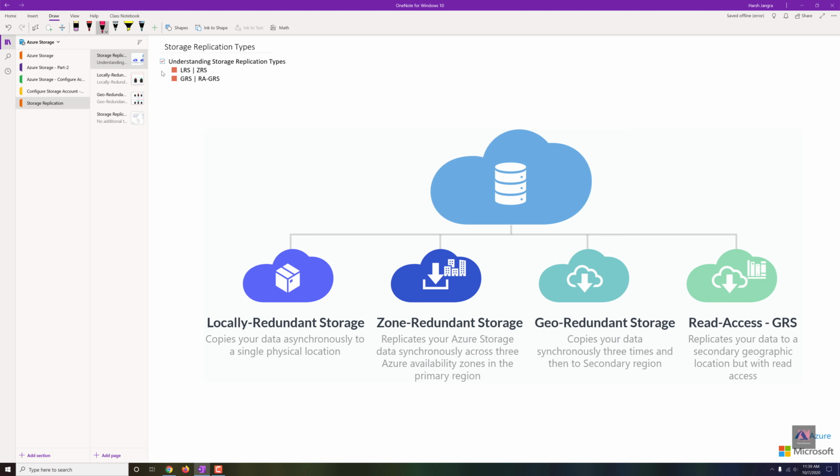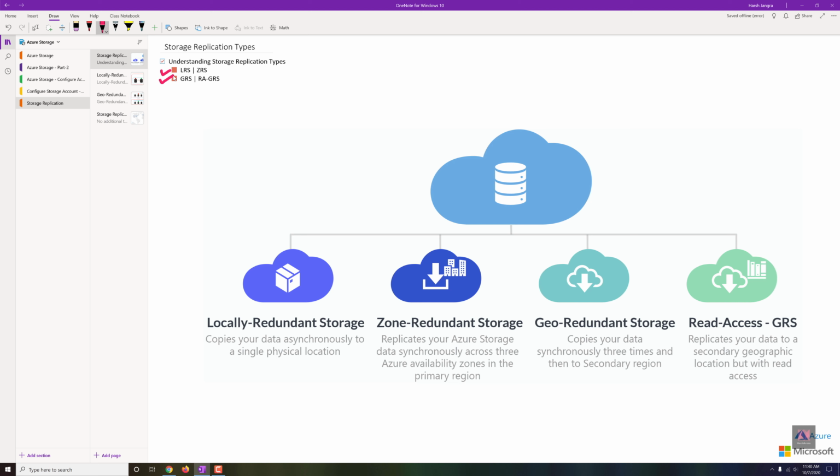So guys, basically we are going to cover in this video 4 different storage replication types. The first 2 are locally redundant storage and zone redundant storage. Basically, locally redundant storage and zone redundant storage are all about managing your storage within the same data center or in the same area, at least in the same region. All right. And when we talk about GRS or geo-redundant storage and RA-GRS, which means read access geo-redundant storage, it's all about disaster recovery.